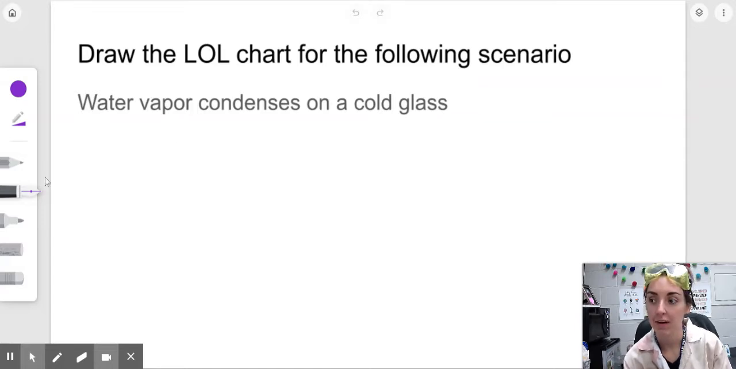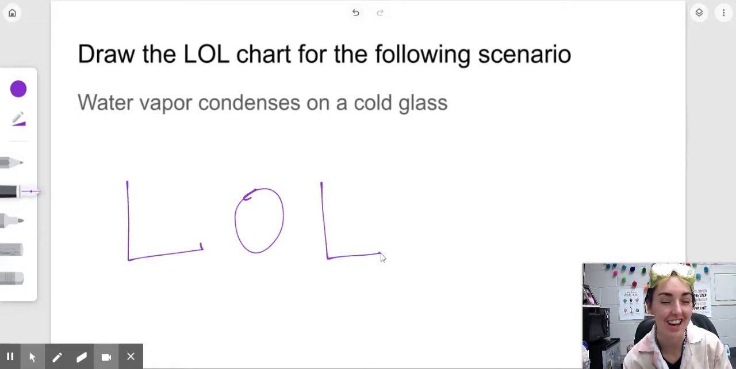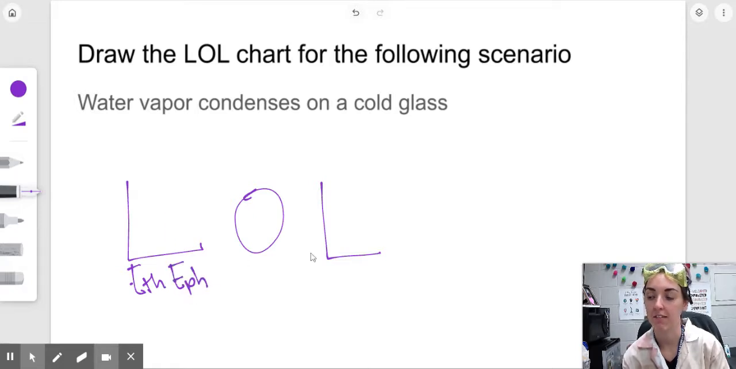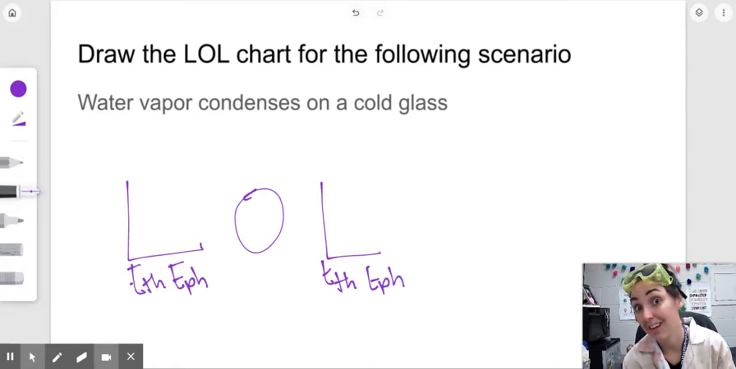So remember with our LOL charts, we call them LOL charts because they kind of look like LOL. Their more formal name is energy bar charts because we're really just drawing a bar chart about the thermal and phase energy changes for a system. And remember, we abbreviate thermal and phase energy as ETH and EPH. So again, LOL charts because they kind of look like LOL, but the real name is energy bar charts, and we're representing energy changes in and out of a system. So in this case, we're talking about water vapor condenses on a cold glass.